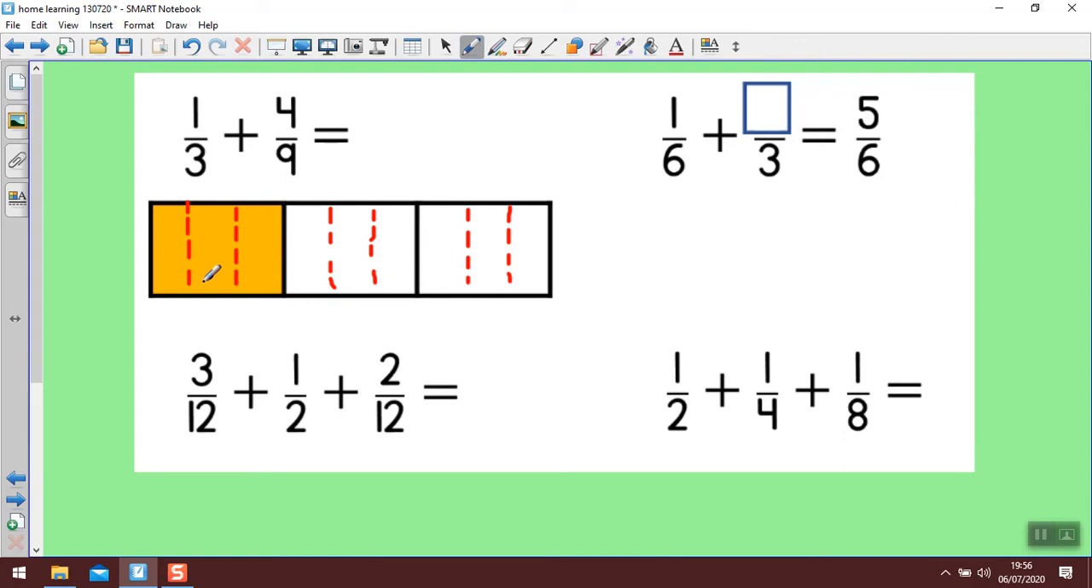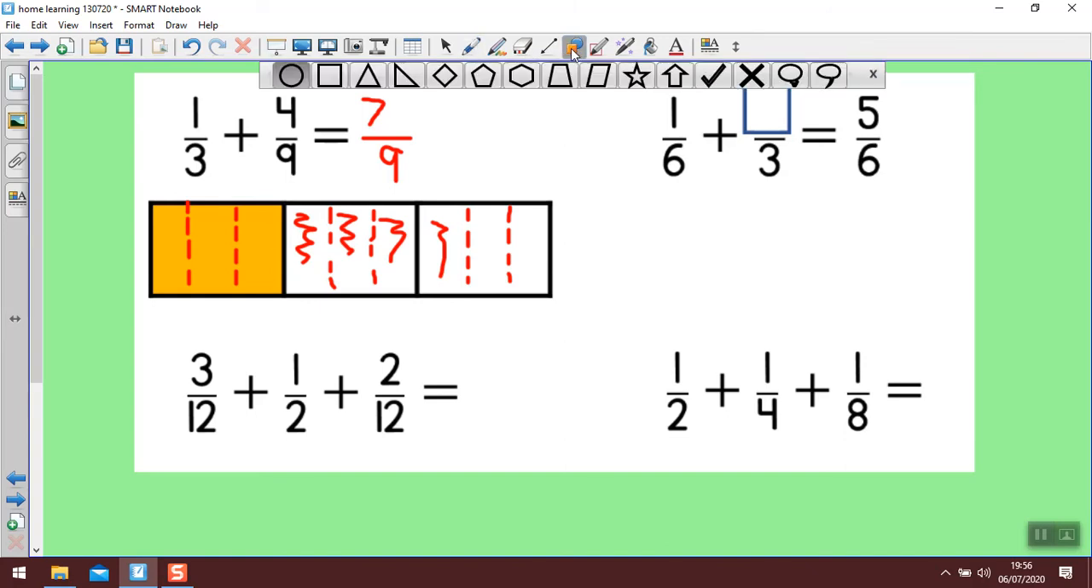So I've got my 1/3, which is the same as 3/9. I need to add 4/9. So this is 1 of the 9ths, 2 of the 9ths, 3 of the 9ths, 4 of the 9ths. So how many 9ths do I have all together? So I've got my common denominator, which is 9. I've got 1, 2, 3, 4, 5, 6, 7 9ths in total. Now I've got 1/6 add so many thirds equals 5/6.